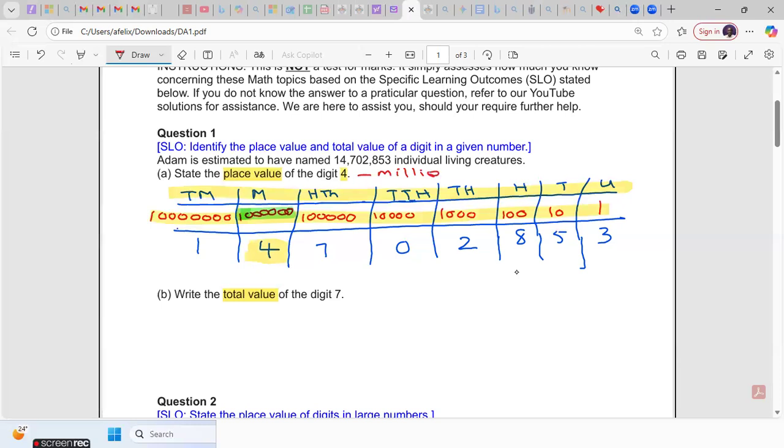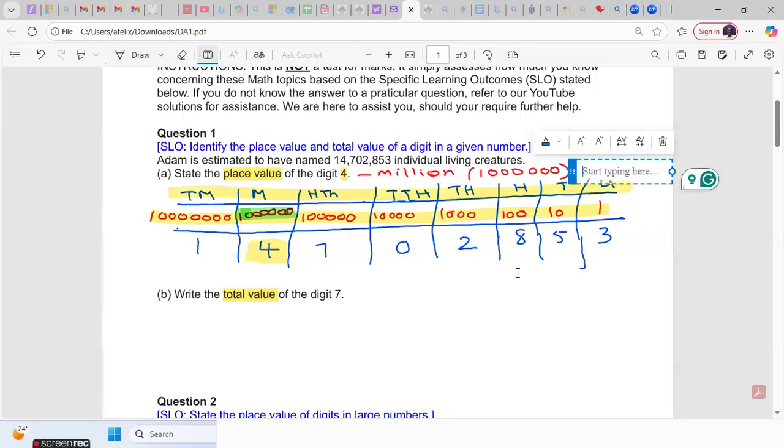You can write it in words, or you can write your answer in terms of numbers. The million position consists of 6 zeros. We do have the typing feature here as well, right? So if you wish, we can also type in our answer and make it look very plain. 6 zeros. That's the million position.